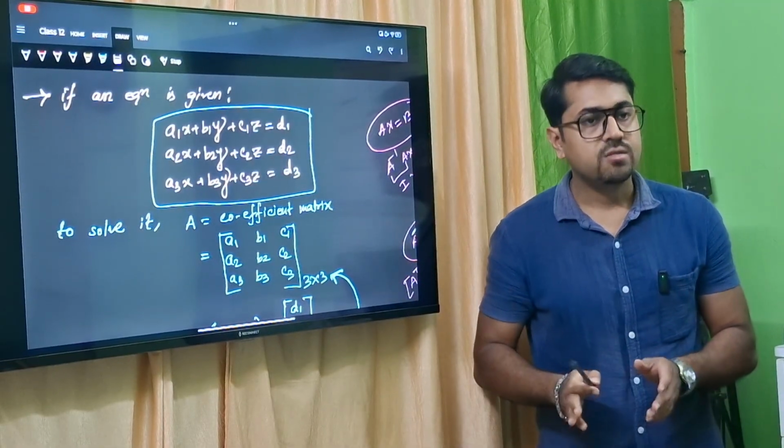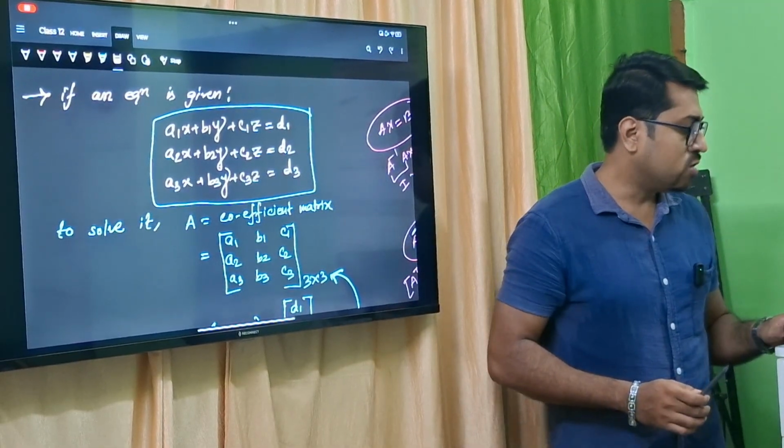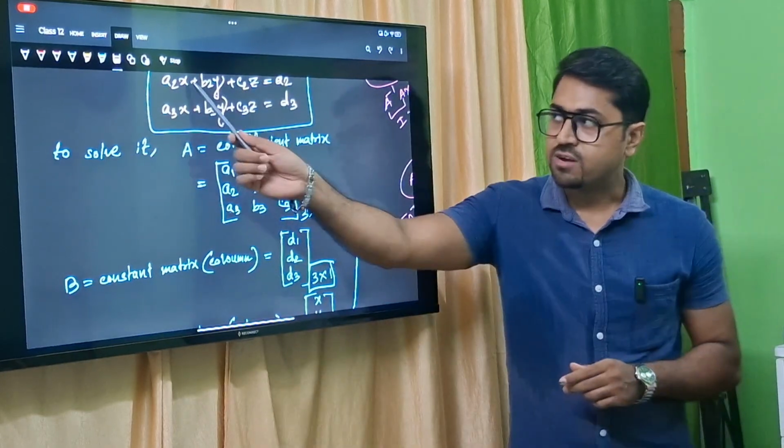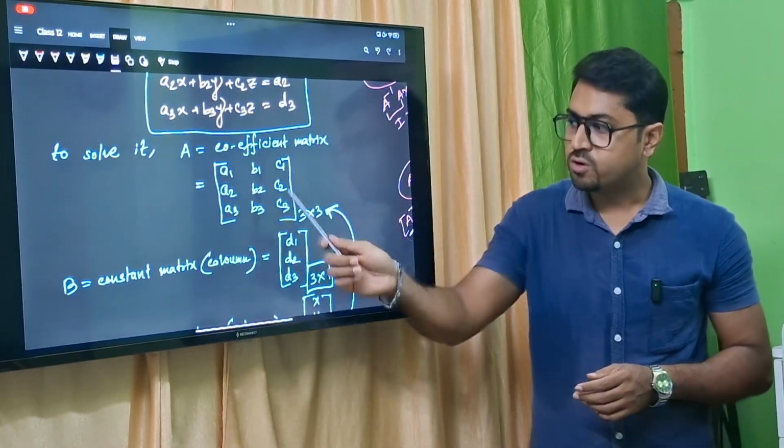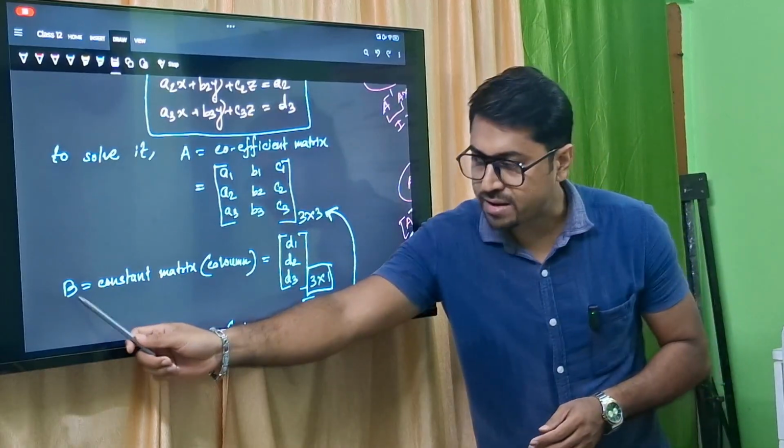And then can you see that d1, d2, d3? It is called constant. That will be called the constant matrix. And also there is the variable matrix, which I will create with x, y, z. But d1, d2, d3, with that only I will say the matrix is called B.